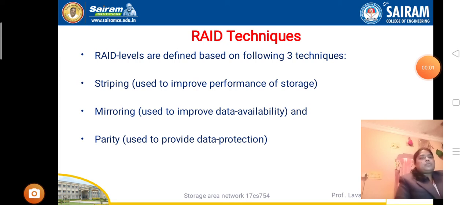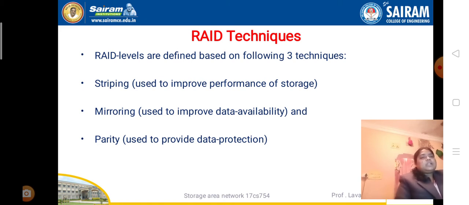Yes, so today I am going to talk about the RAID techniques. First of all, what is the abbreviation of RAID? RAID is nothing but a redundant array of independent disks, which uses multiple hard disks. Those hard disks are made up into one logical disk, so that is why we use RAID.